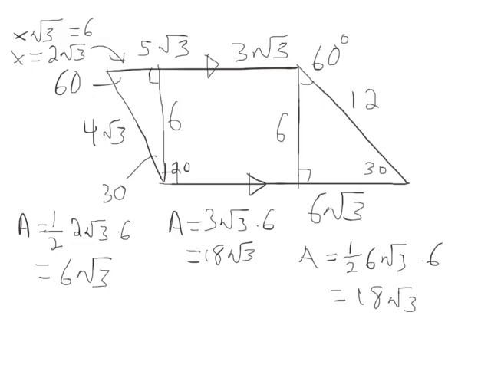So your total area is going to be the addition of all three of these smaller areas. So when you add them all together, you're going to get 42 times the square root of 3. And that is my final answer.